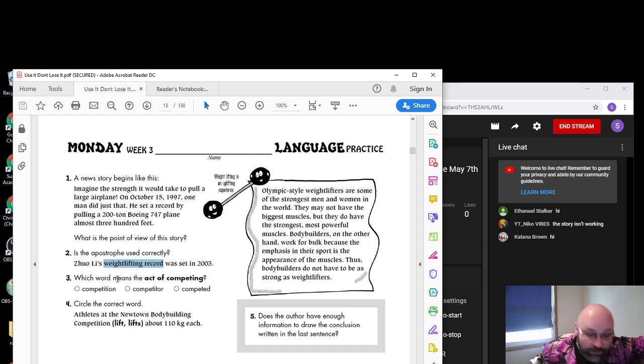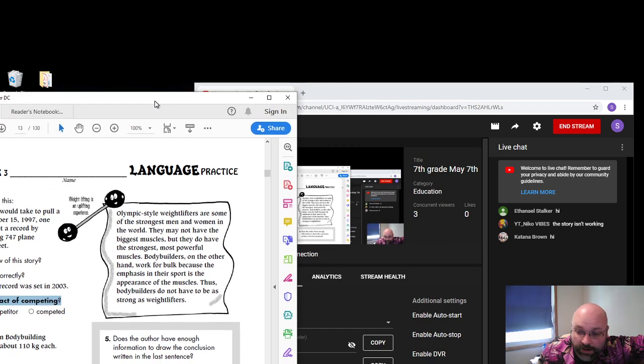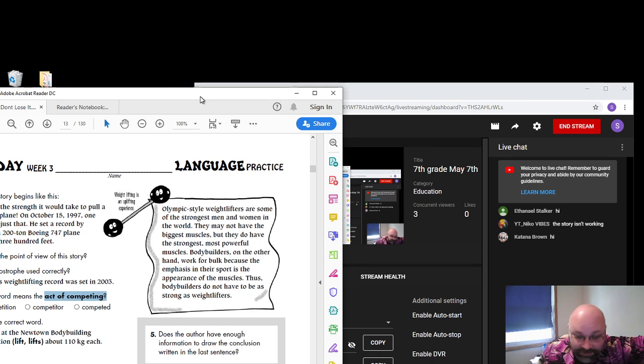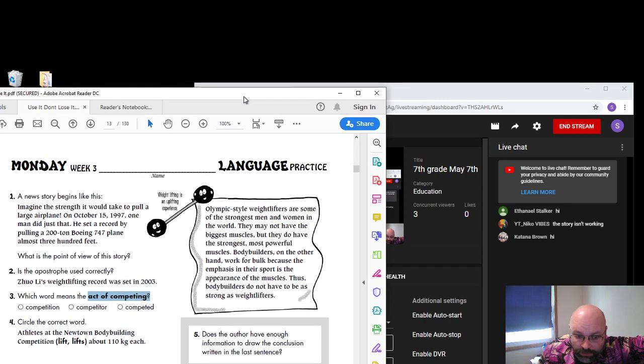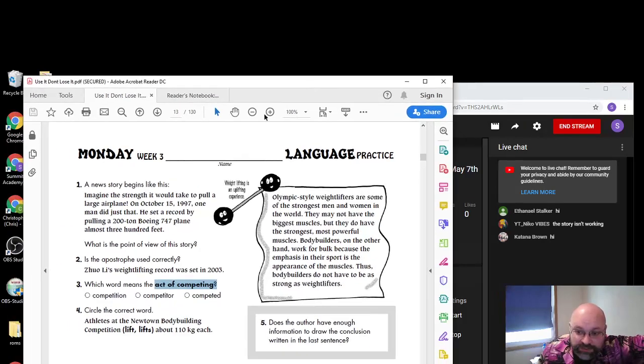Which word means the act of competing? They have competition, competitor, and competed. Because they all come from the same root, which one of those means the act of competing? Anyone want to venture an answer? Okay, that's a little bit of a trickier one.